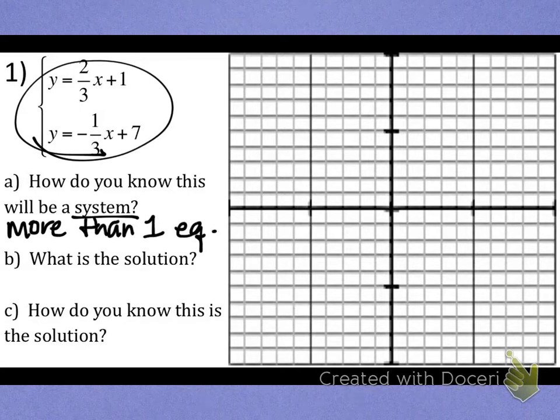Sweet. Part B. What is the solution? Well, to find the solution, by definition, the solution is where they cross. So we're going to have to find out where these two lines cross in order to find the solution. All right, so I'm going to start by graphing the very first equation.